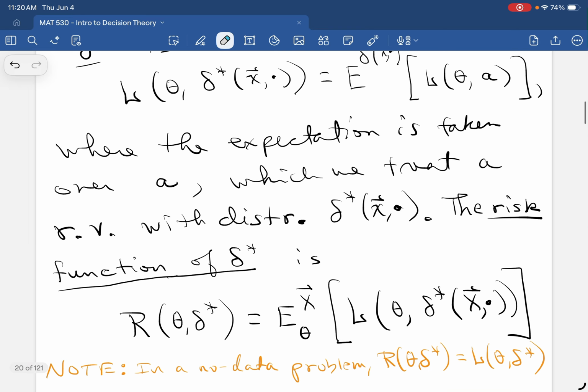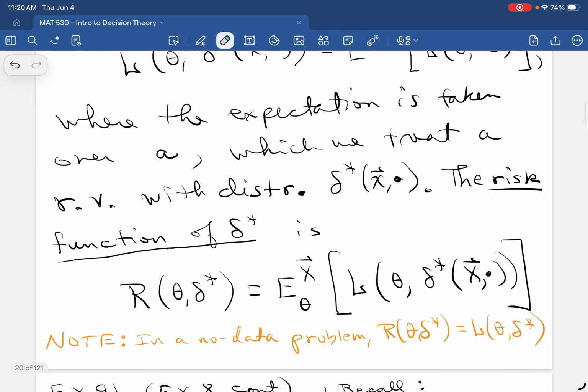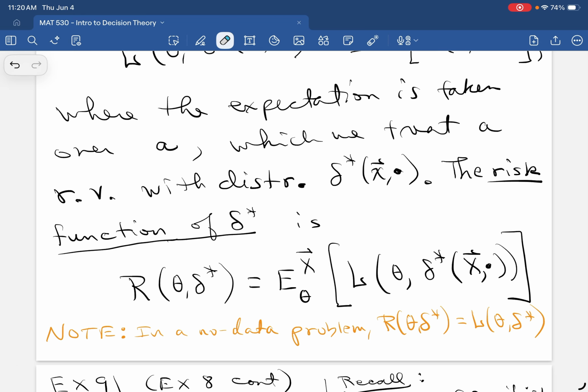The risk of this randomized decision rule is what we get if we take one more expectation, with respect to the data. So if we take the loss function of the randomized decision rule, which again is in terms of x and theta, and we take the expected value of that with respect to our random sample, then we get the risk function, and now we have something that's only in terms of theta. And as you see there, in no data problems, the risk and the loss are the same.